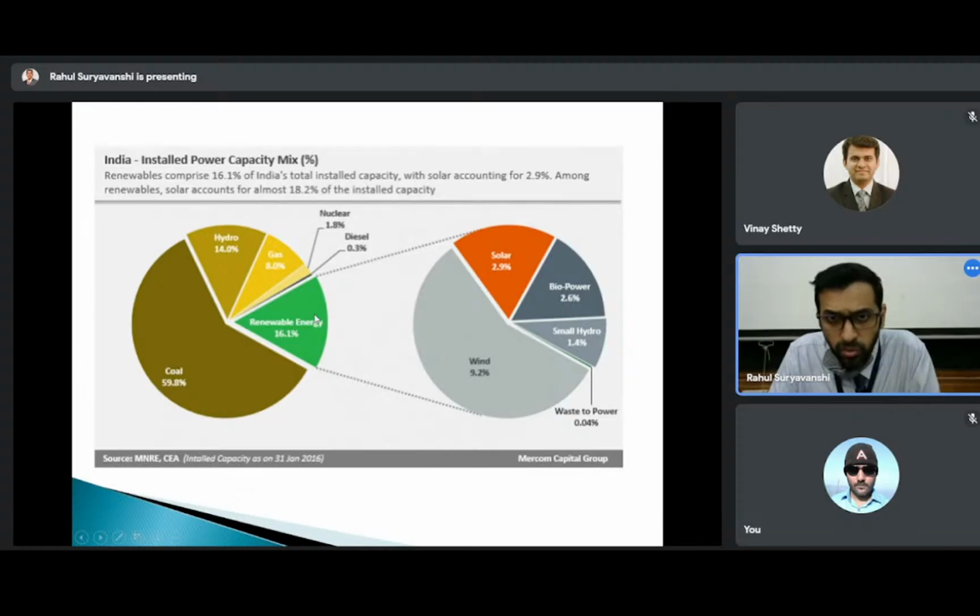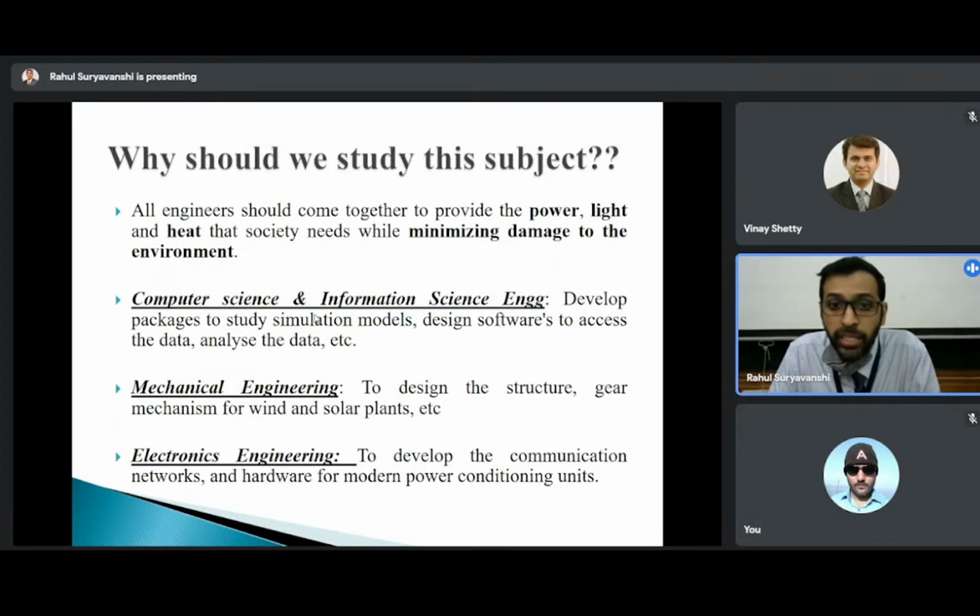Now, when we talk about why you need to study this subject, this subject is offered as an open elective to various departments. That is nothing but computer science, mechanical engineering, electronics engineering, then we have aeronautics, civil engineering. So you might be thinking about why we need to study this subject. It is an electrical subject.